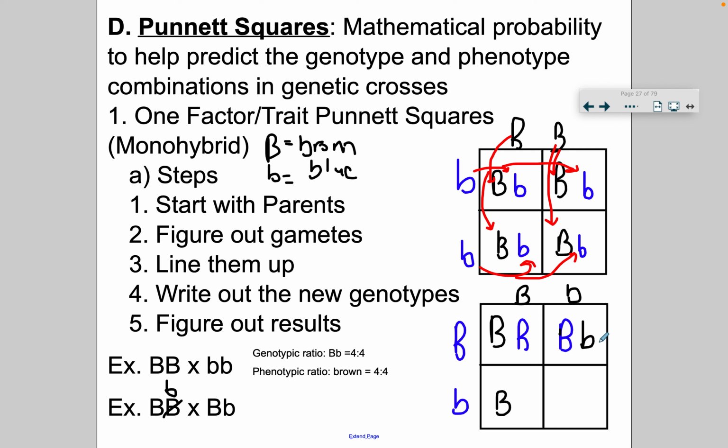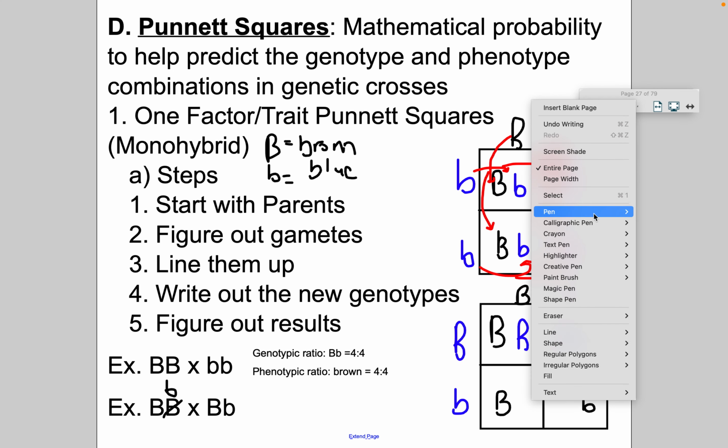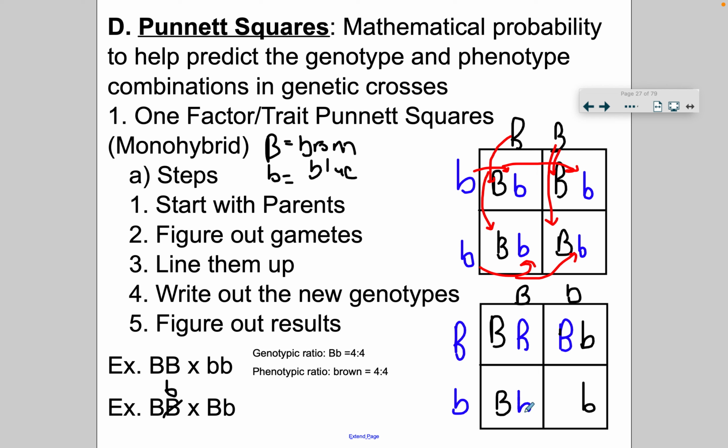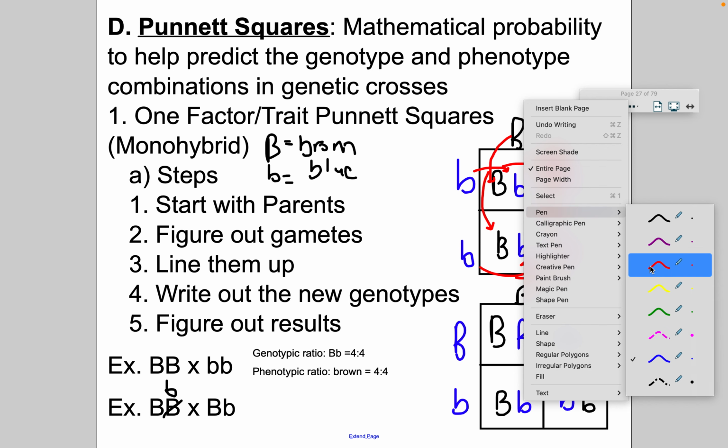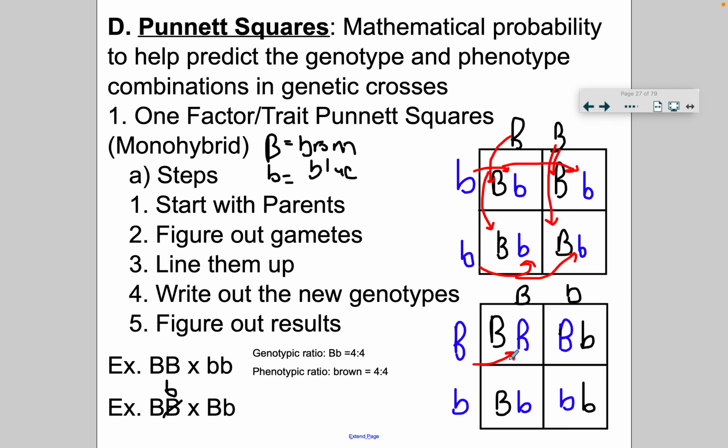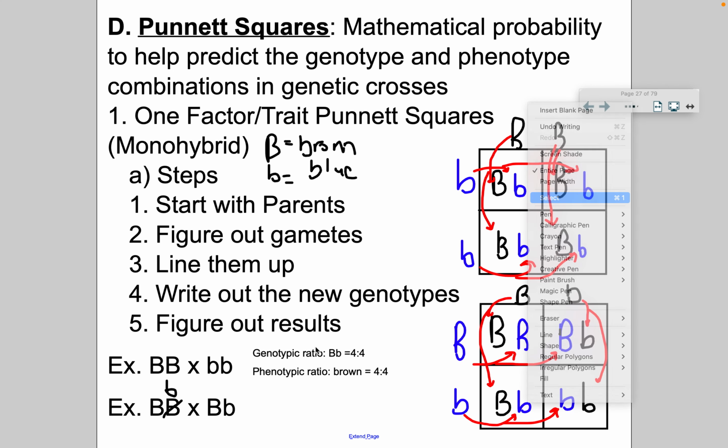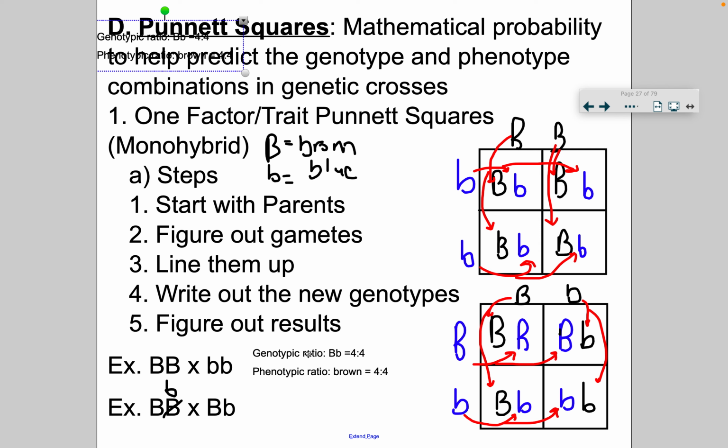All right, so I put a little b here, a little b here, and then got one more row to fill. Two little b's. All right, so again, to show you how these squares were filled in. Big B there, big B there, little b, little b, little b. Okay, so now let's figure out our genotypic and phenotypic ratio.